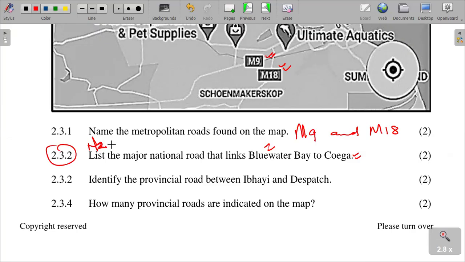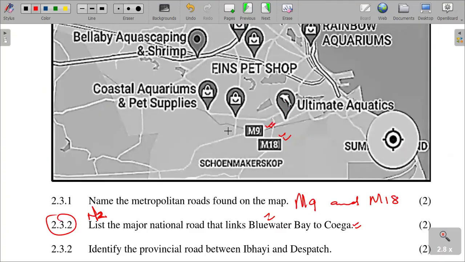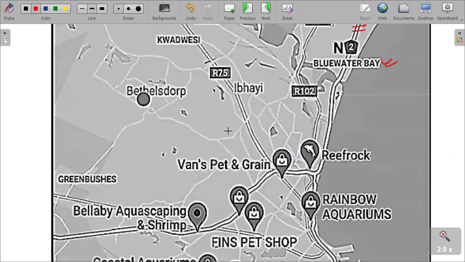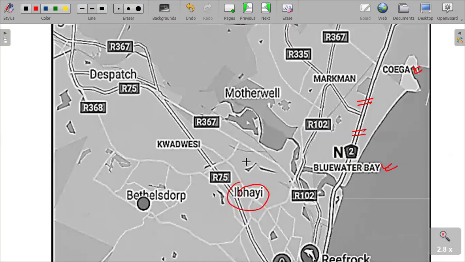We have N2. Then 2.3.2, identify the provincial road between eBay and Dispatch. We have to look for where eBay is and then where Dispatch is. eBay is this one, and then we look for Dispatch. Dispatch is also there. So we want this road.